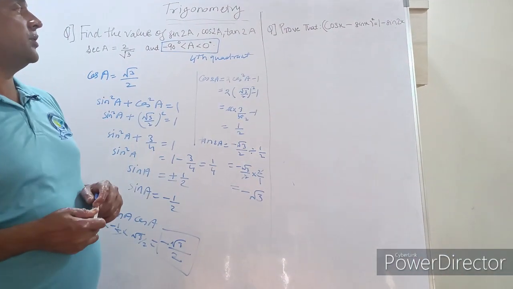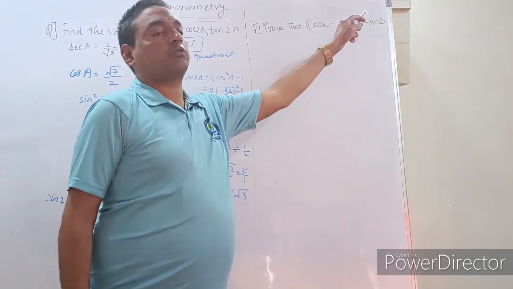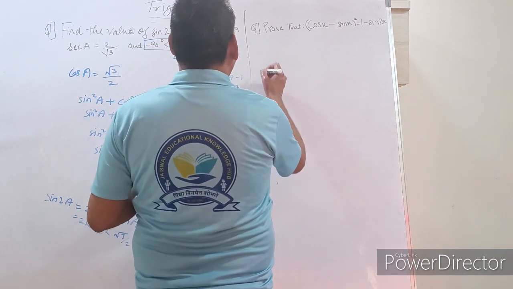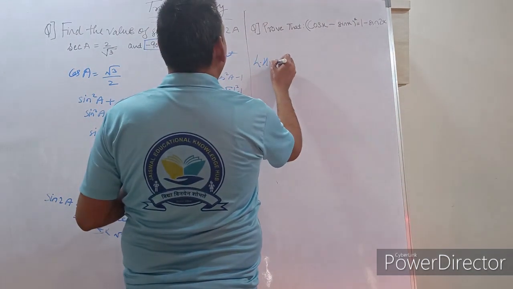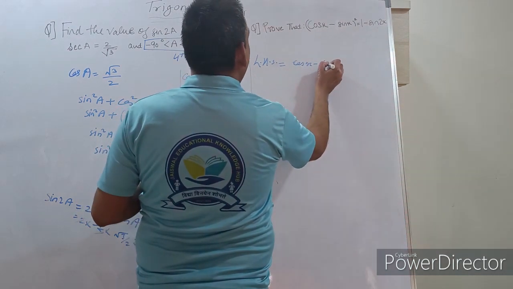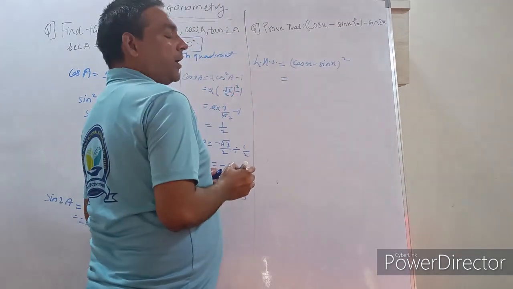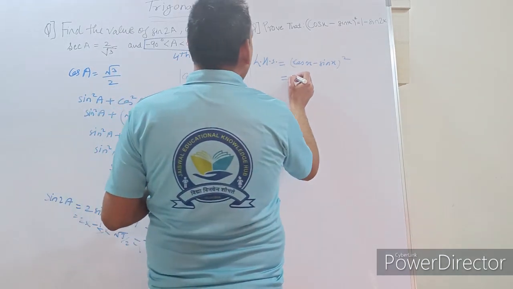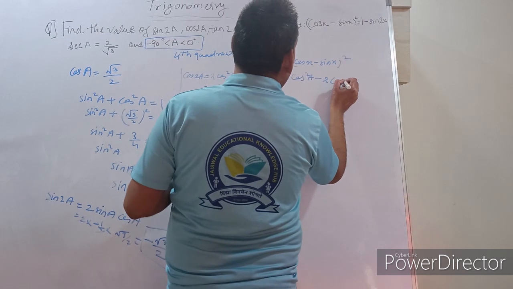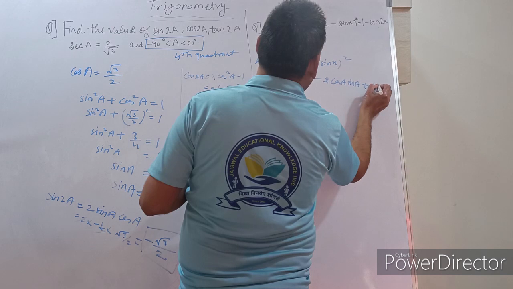Next, one more sum here. They have given to prove that cos a minus sin a the whole square is equal to 1 minus sin 2a. Okay, so we'll take the left hand side. LHS is equal to cos x minus sin x the whole square. Now, a minus b the whole square becomes cos square a minus 2 cos a sin a plus sin square a.